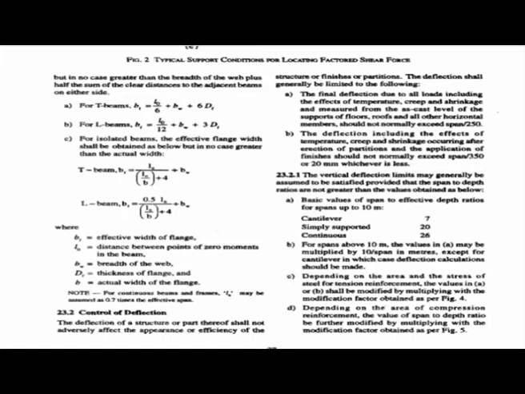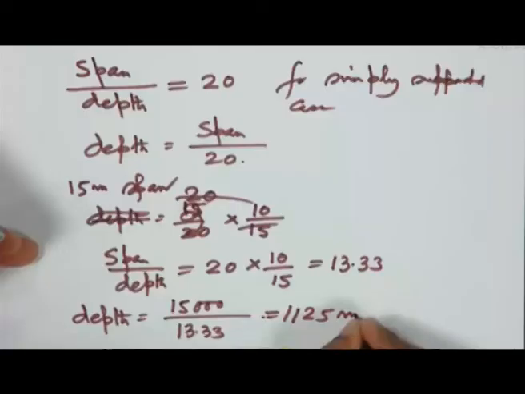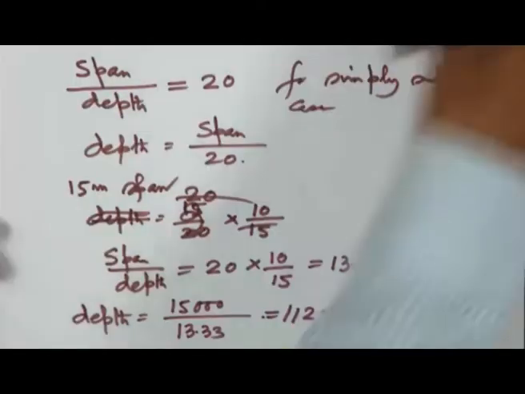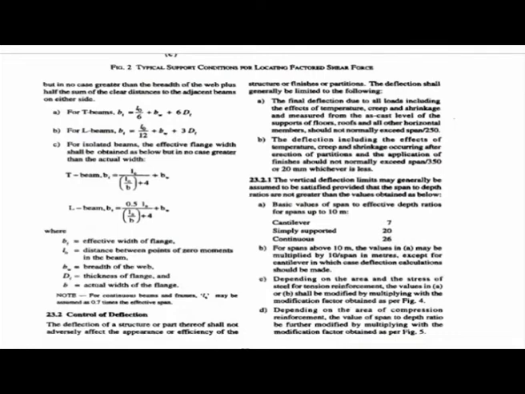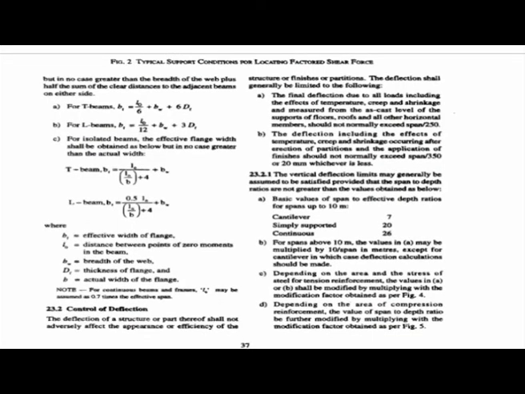So here this 20 has come down, which means the depth will be more. It comes as 1125 millimeters, roughly. So approximately you can consider 1125 millimeters. As you can understand, we can use this clause of the code to find the initial guess of the depth, because you have not done the bending moment analysis and other things yet.